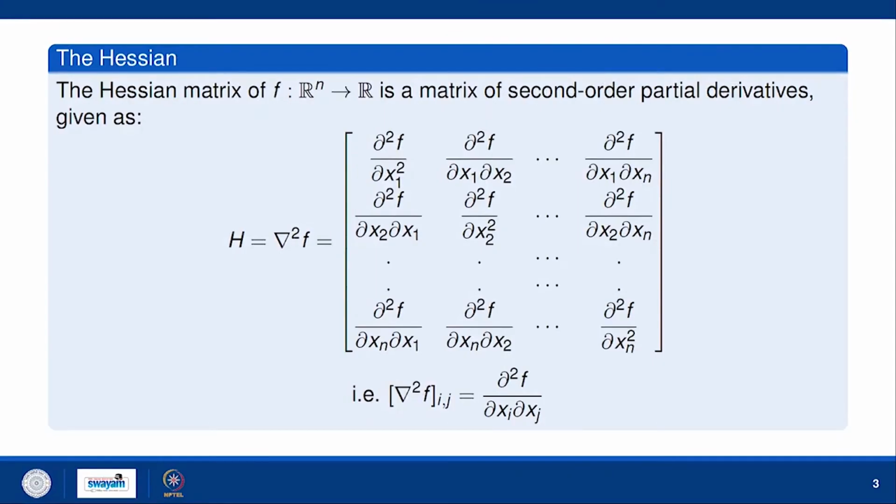Now, next is the Hessian matrix. So, what do we mean by Hessian matrix? The Hessian matrix is a matrix of second order partial derivatives. So, how can we constitute this? Let us discuss this again by an example, and let us suppose a function is from R^n to R.